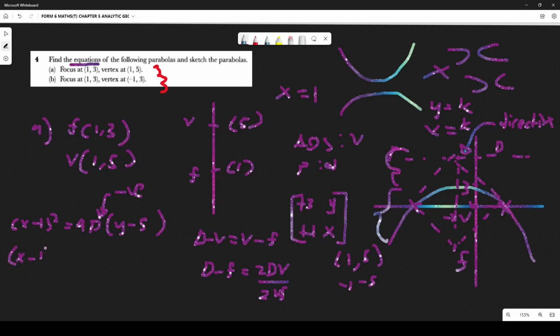We can say (x minus 1) squared equals 4 times negative 2 times (y minus 5). And we can just multiply these. Sometimes I prefer not to multiply. It doesn't matter really, but you can multiply it and make it a negative 8. But I prefer to leave it like that because I think it's neater.